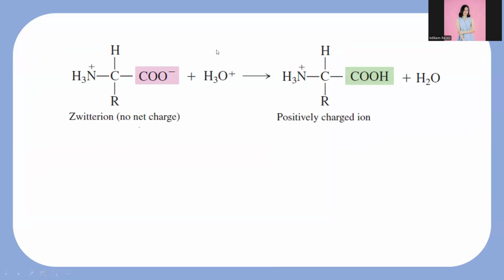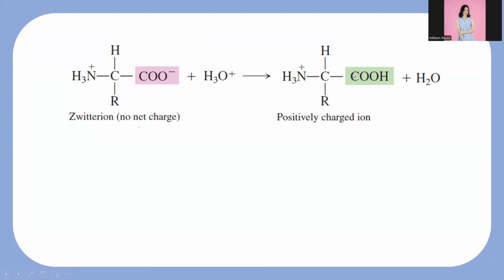So this is your Zwitter ion. Diba sabi ko, Zwitter ion, no net charge. It has both a positive and a negative na group. Kaya no net charge. They cancel each other out. When it is in an acidic solution, like pag marami kang hydronium ions, like this one, you will have a positively charged ion because the hydrogen here or the proton here will transfer to this negatively charged carboxyl group.